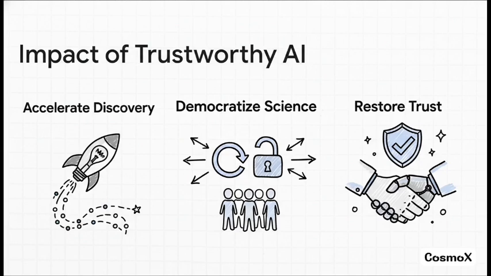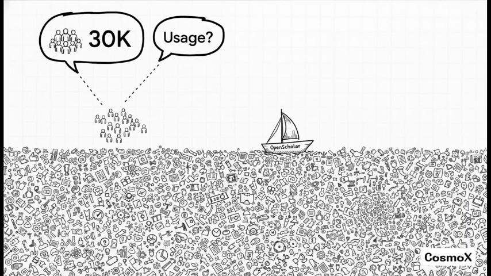And because it's fully open source, this part is so important. It helps democratize science. It's available to anyone, not just locked away inside big tech companies. And maybe most importantly, it starts to restore our trust, proving that AI can be a verifiable, reliable partner in our search for knowledge.